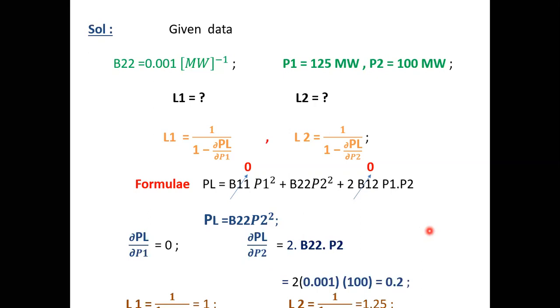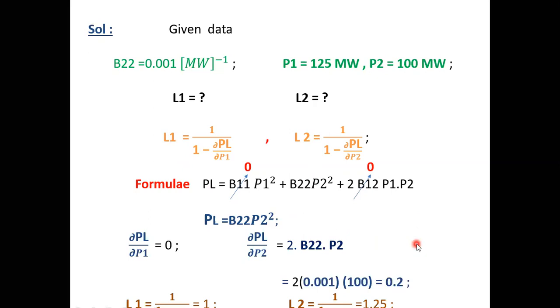So very simple. So how many formulas are there? Basically we need to have a basic fundamental condition, that is L1 into dF1 by dP1 equals L2 into dF2 by dP2 equals lambda. That is the basic condition. And how we can write L1 and L2 formulas? Similarly, we have to know the expression for PL. So once you know these three formulas, easily you can solve any type of problem in case 2.